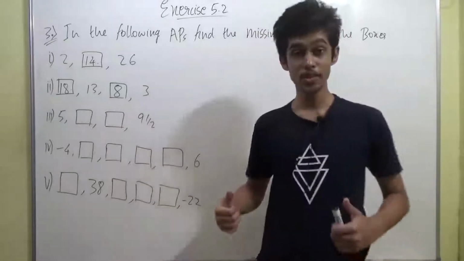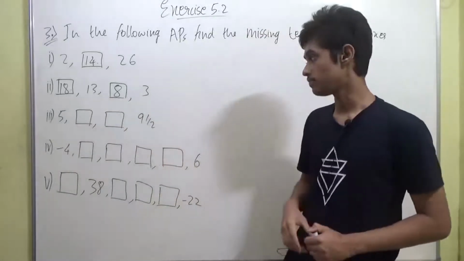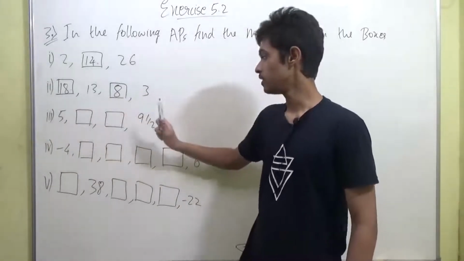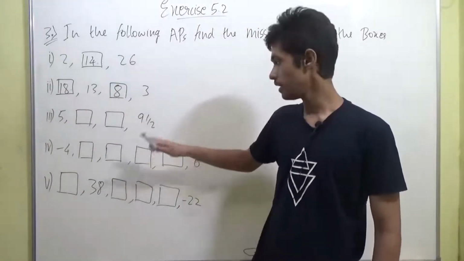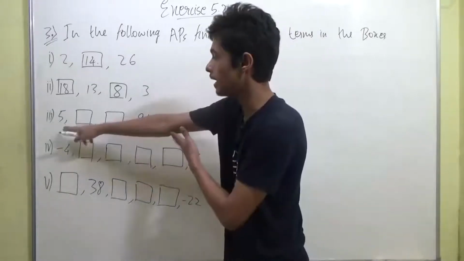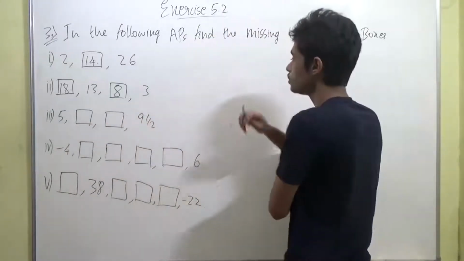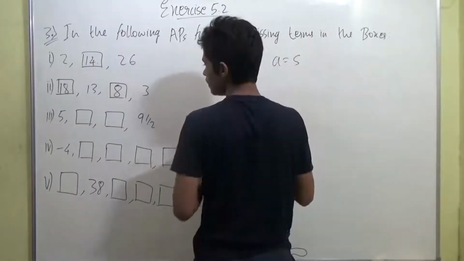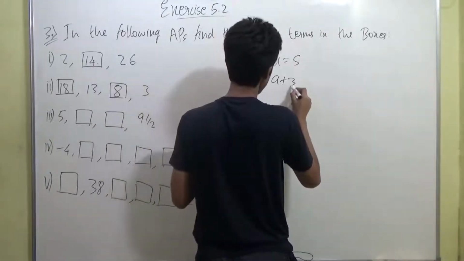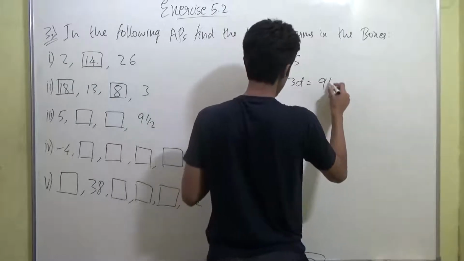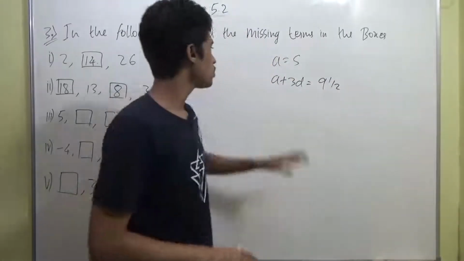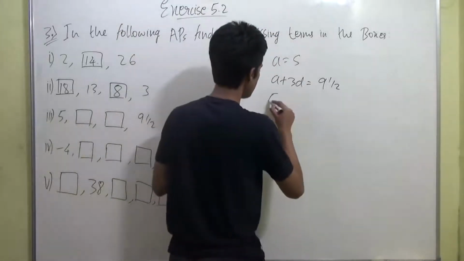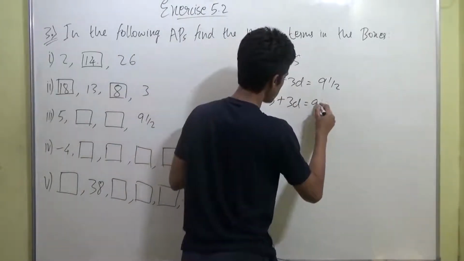Okay, guys. Now let's go to the third sub question, which is 5, blank, blank, 9 and a half. So this is a and this is a plus 3d. The two things which we know are a equal to 5 and a plus 3d equal to 9 and a half. Correct now, guys? So I'll put this value of a into equation 2. That time it will come 5 plus 3d equal to 9 and a half.